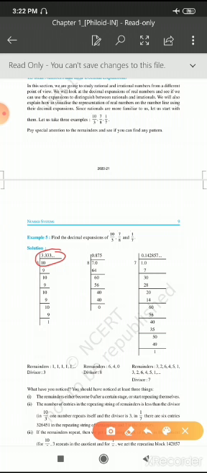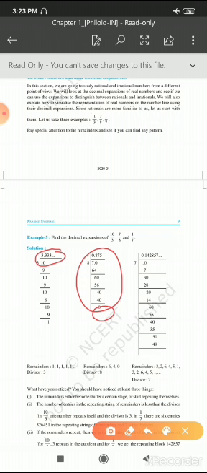Take 7 by 8. If you divide 7 with 8, it is 0.875. Division came to an end. The remainder became 0. So the division came to end and the decimal points also stopped there. So such type of decimals are called terminating decimals. Terminating decimals. And see 0.142. 1 by 7.